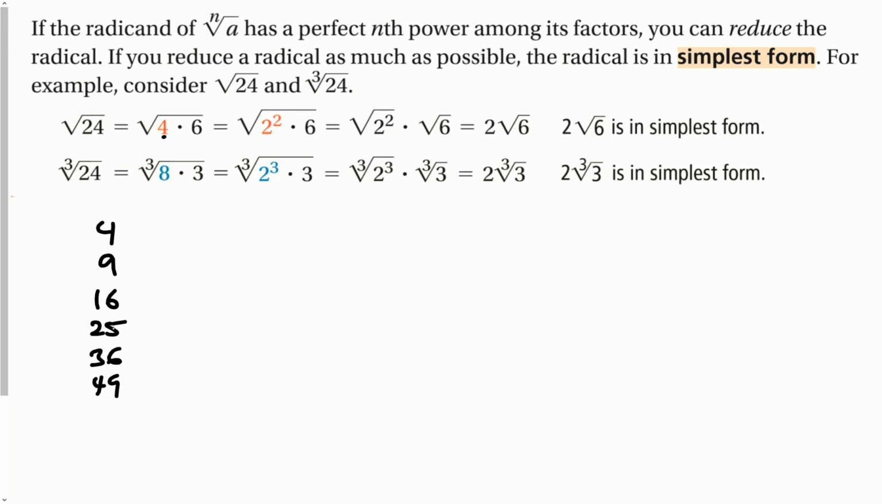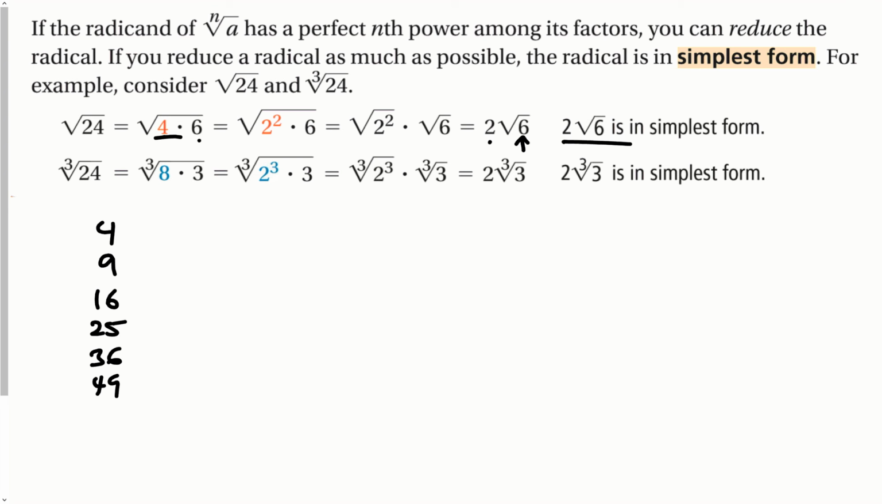16 doesn't go into 24. 25 is bigger than 24, so none of the other ones even have a chance to go into it. So 4 is the biggest one, and I take the square root of 4. I get 2, and the 6 is left over. Okay, so 2 radical 6 is the simplest form of the square root of 24.